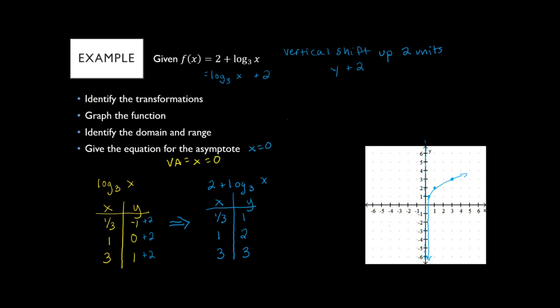So our domain, because our domain involves x, the domain is unchanged from the parent function. So it's still 0 to infinity. And we did change our y. We shifted it up by 2 units, but if you add 2 units to infinity, you're still at infinity. So our range is still all real numbers, -infinity to +infinity.